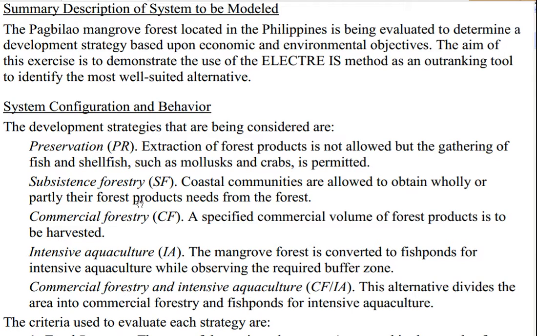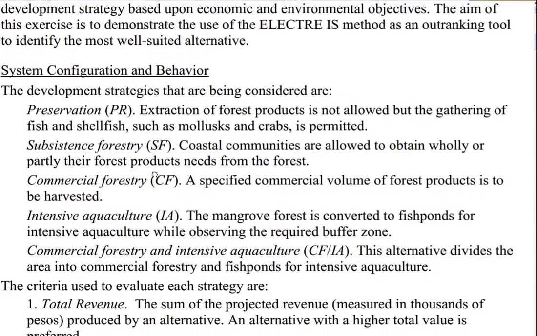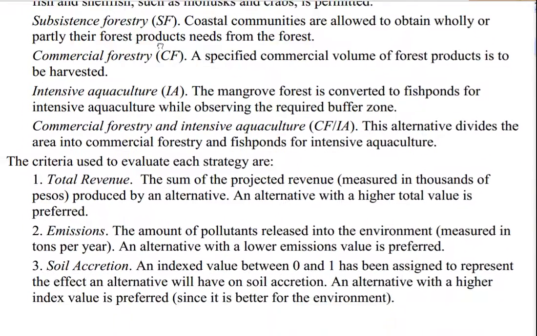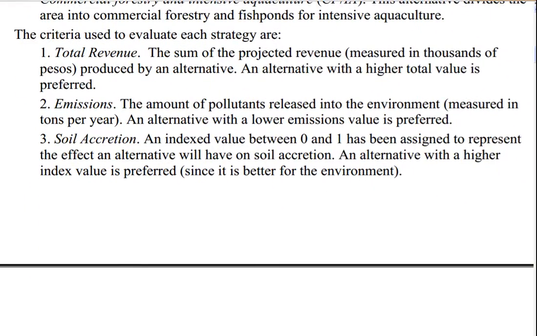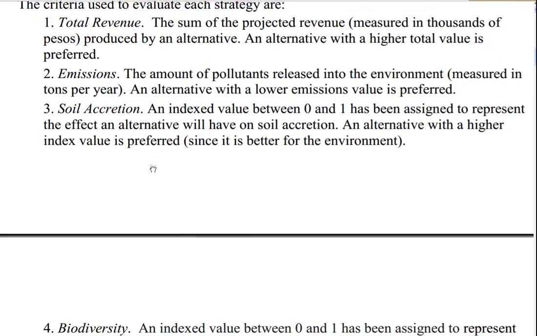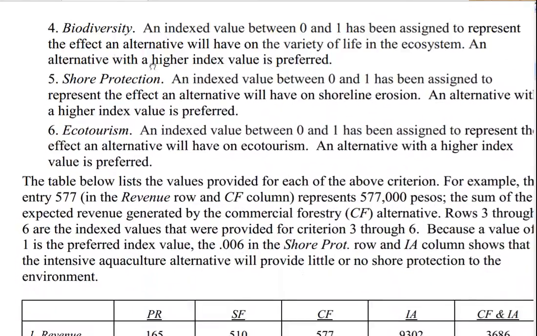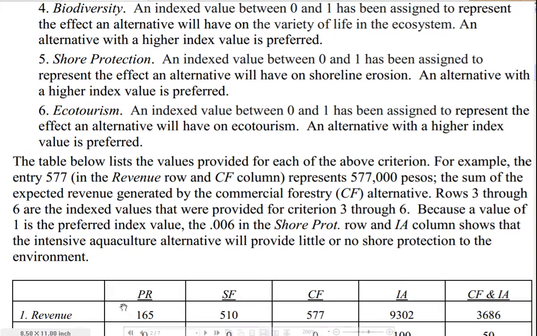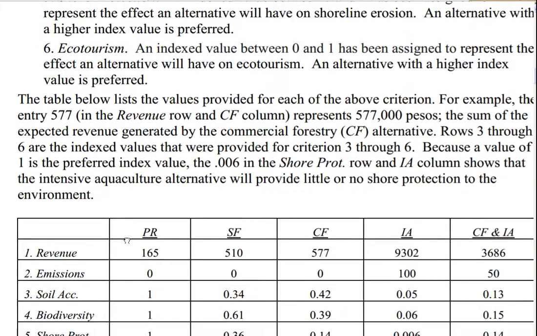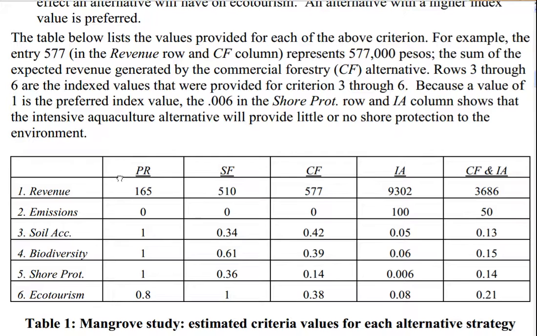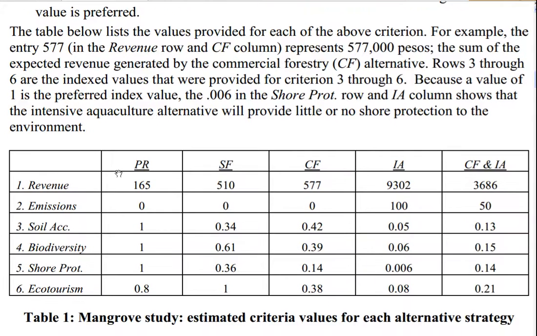This is again similar to Promethee: the strategies and their abbreviations. The criteria are listed here. Some have to do with economics, some have to do with environment. And then there's a table that expresses the consequences of each development strategy with respect to each criterion.